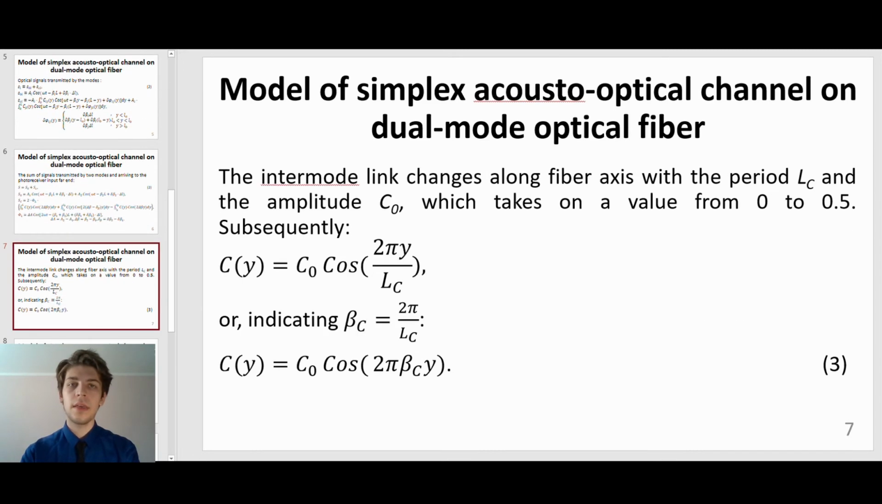Let us assume that the intermode link changes along the fiber axis with the period L and the amplitude C, which, considering the coupling model on the local irregularity, takes on a value from 0 to 0.5. Subsequently, we can see the result in equation 3.